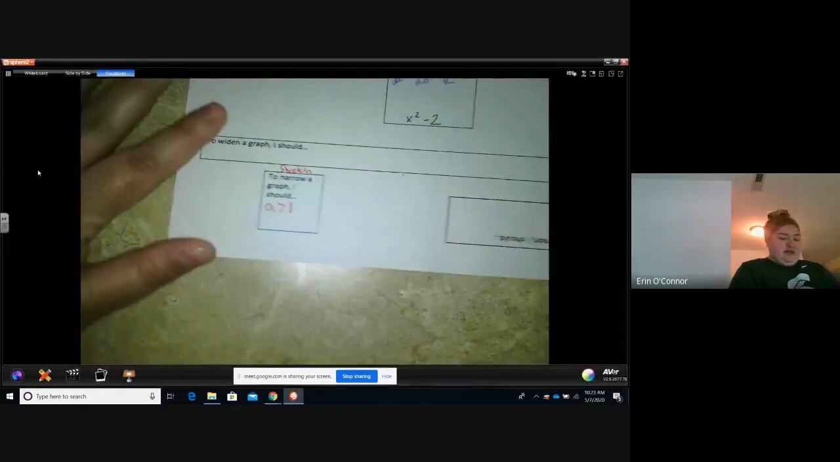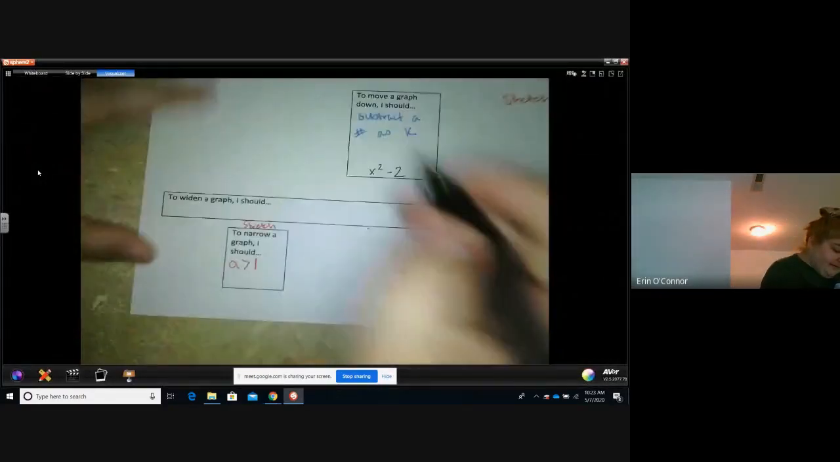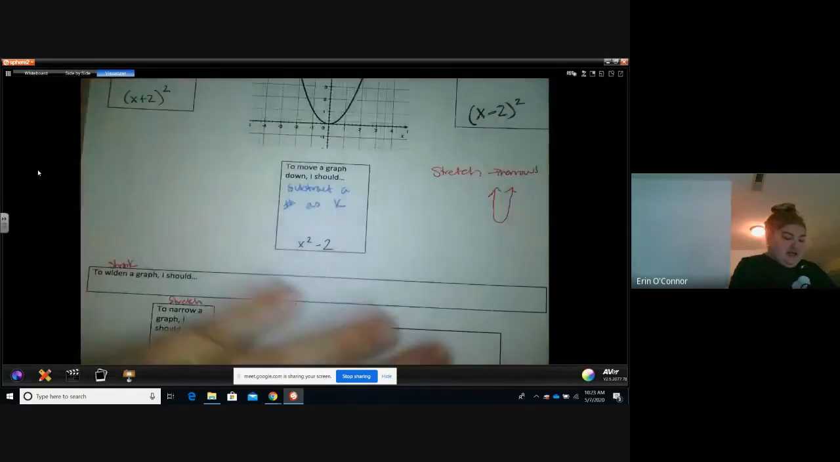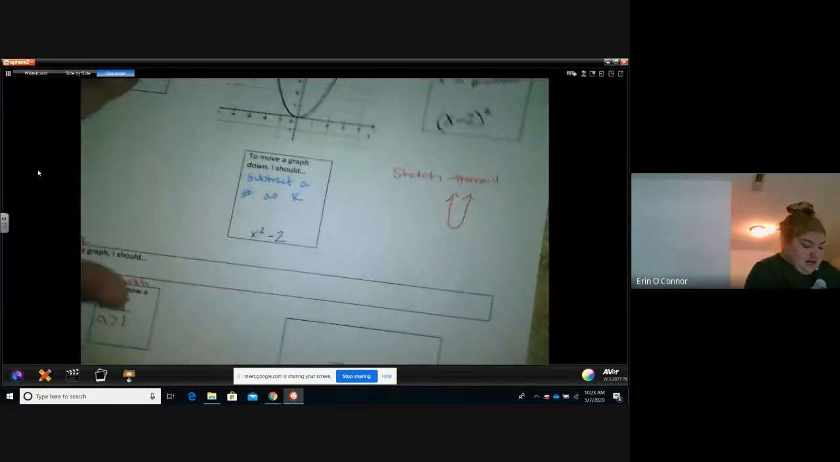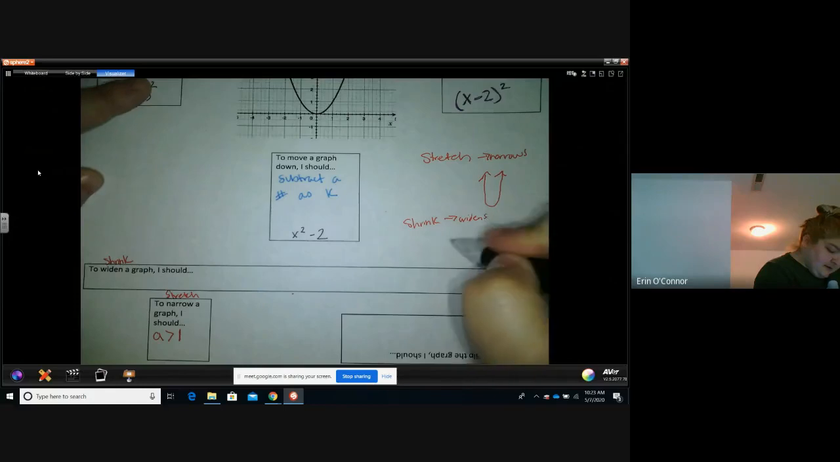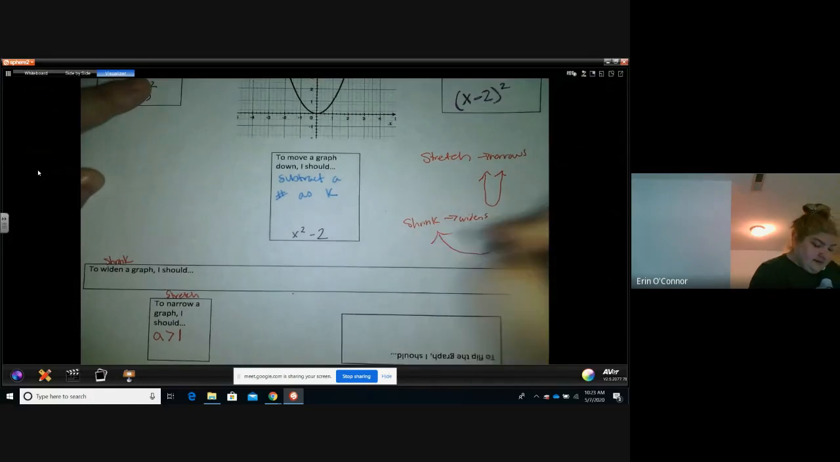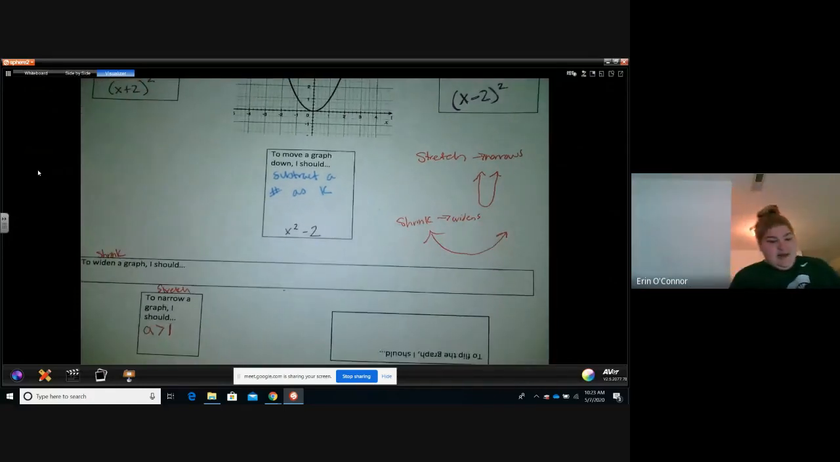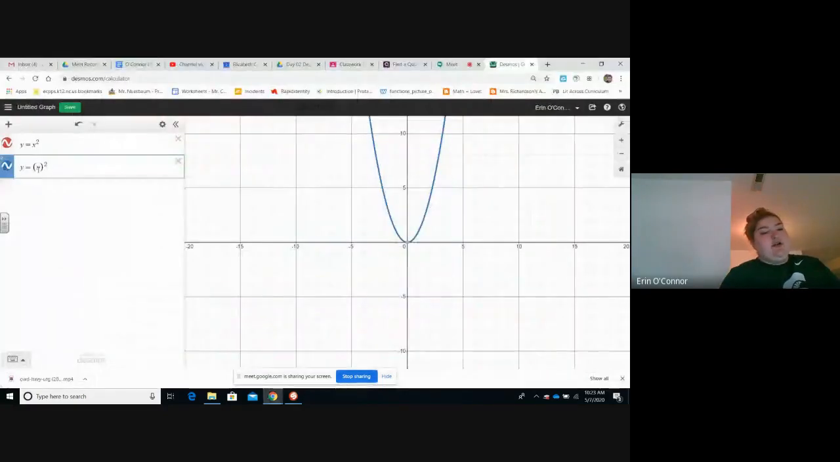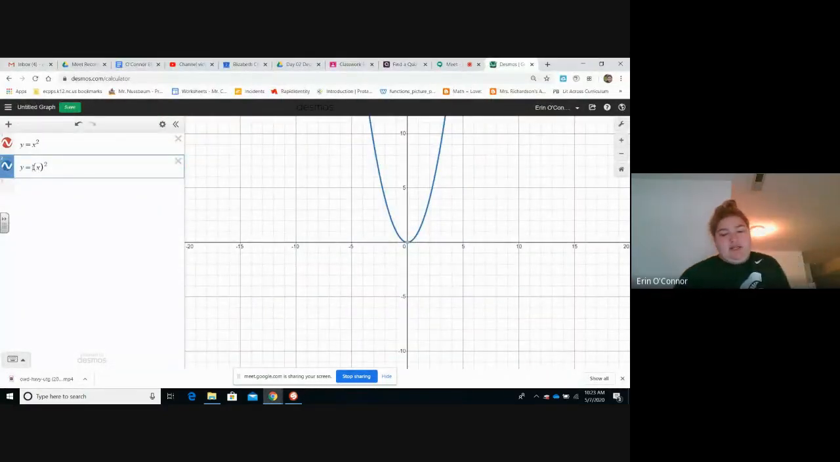Now, the other way we can look at this is to widen a graph. We call that a shrink because it vertically shrinks it. Like this vertically stretched it. A shrink, also known as widening, makes it go like this. Makes it go like that. And so to vertically widen a graph, if a whole number or something greater than 1 narrows, to widen a graph, you're going to have something less than 1 but greater than 0. That's when you're going to get your fraction.